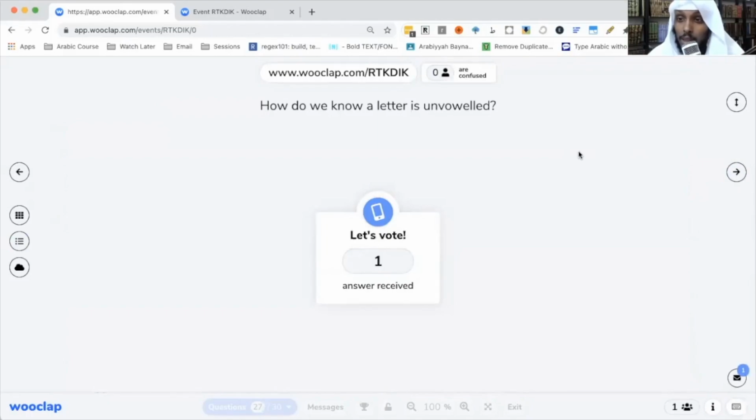Because last lesson in the workshop, everything that we did, they were all voweled letters. So you had a consonant and a vowel, and then we said it. But when it's a consonant and it doesn't have a vowel, how do we know that in Arabic? How do we know that it doesn't have fatha, kasra, dhamma? Okay, that's basically the question.